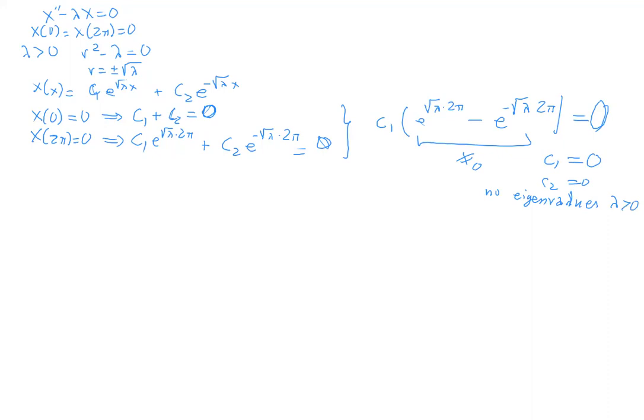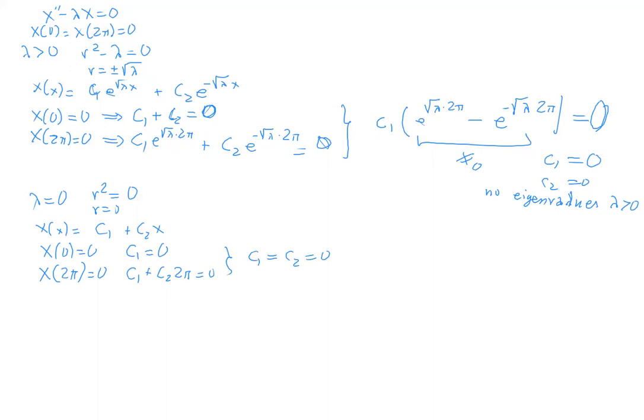Right? And then we go to lambda equals 0. And we have r squared is equal to 0. R is equal to 0, which means that x of x will be C1 plus C2 times x. Technically, it's e to the 0x, which is the same thing as the function 1, right? And this will give us what? The condition x of 0 equals 0 gives us C1 equals 0. Too bad. And the condition x of 2 pi equals 0 gives us C1 plus C2 times 2 pi equals 0. Both of them, of course, imply that C1 and C2 are equal to 0, and lambda equals 0 is not an eigenvalue.